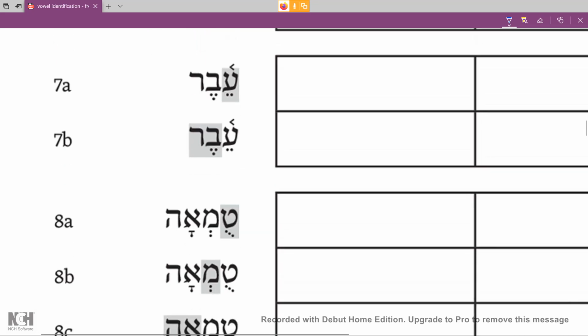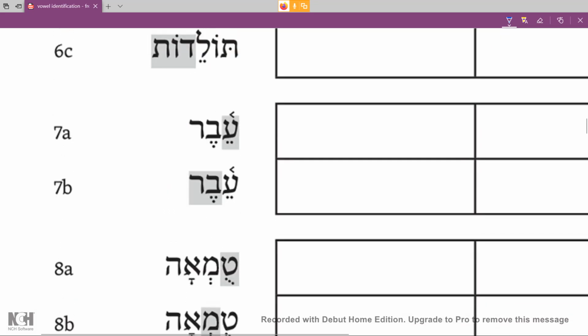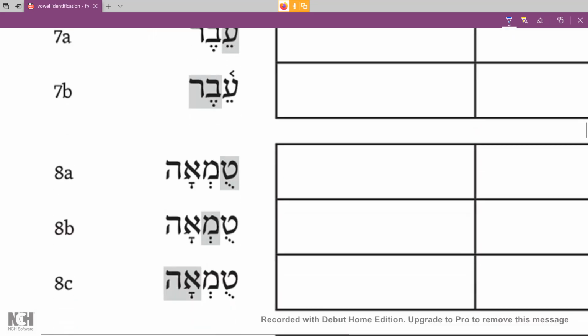Great. Good. I'm glad you called that out. So this is not a printing mistake. It's fine. Next. This is tet with kubutz, which is u. In this case, it's short because it's closed.